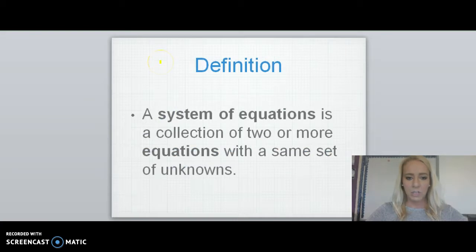So the definition of a system of equations is a collection of two or more equations with the same set of unknowns.